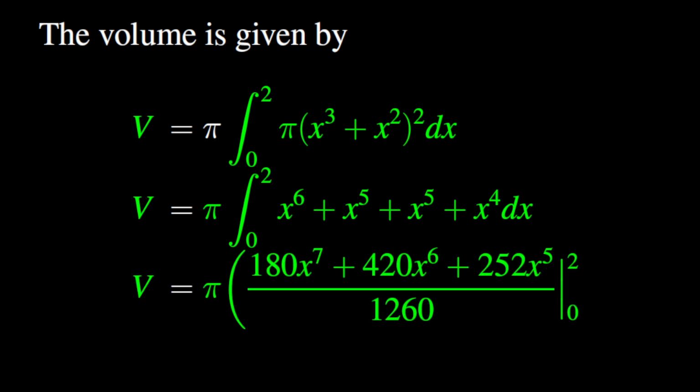Using the fact that the integral of x to the power 6, plus x to the power 5, plus x to the power 5, plus x to the power 4 is 180 x to the power 7, plus 420 x to the power 6, plus 252 x to the power 5 over 1260. So the volume of the solid is obtained by evaluating the antiderivative from 0 to 2.